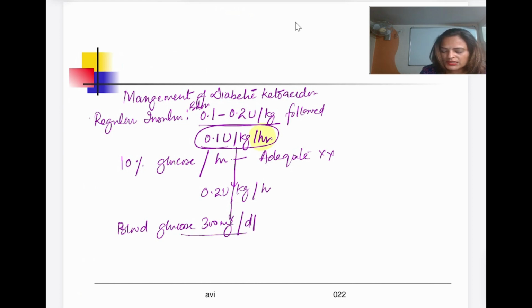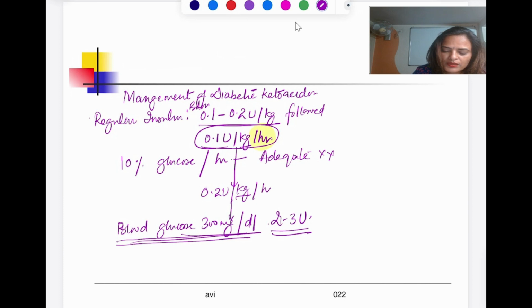Now you have to maintain this. To maintain this, again, here we are giving per kg. Now we can give 0.2 unit. Sorry, not 0.2 unit. It is 2 to 3 unit we can give, and try to maintain the blood glucose level at this time.